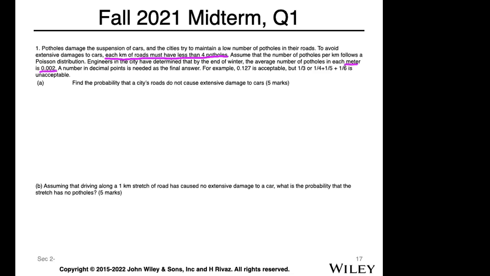In each meter, the number of decimal points is needed. Find the probability that the city's roads do not cause extensive damage to the cars. The question says that to avoid extensive damage, the number of potholes must be less than 4. So basically, we want to calculate the probability of 0 potholes, right? Here, PH stands for pothole, not for penthouse, plus the probability of 1 pothole, plus the probability of 2 potholes, plus the probability of 3 potholes.